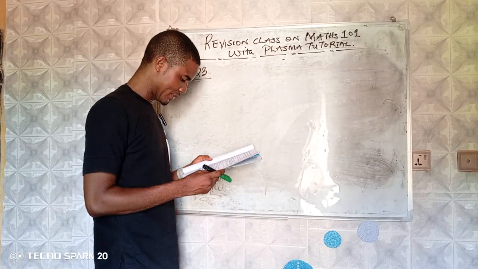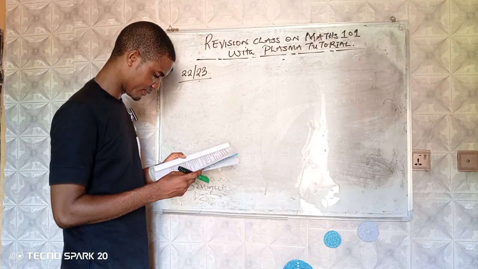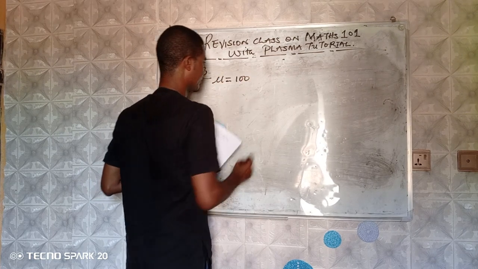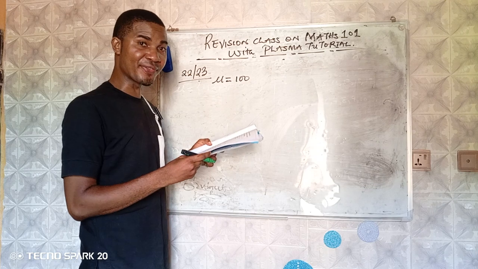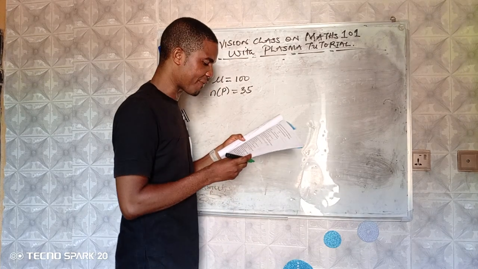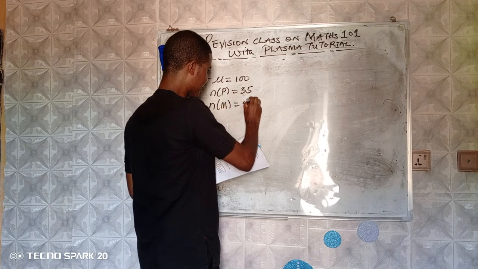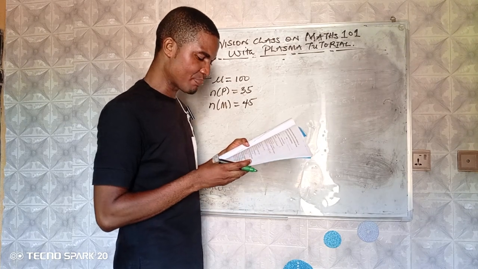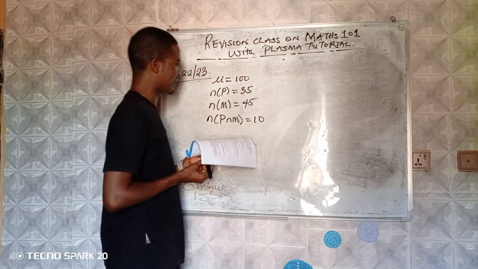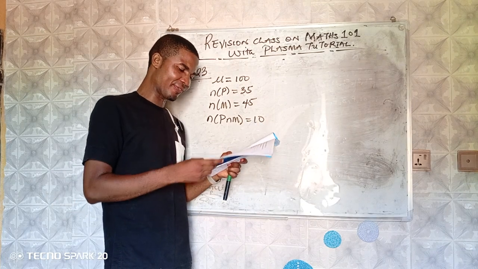If we look at question number 13, we'll see that it deals with a Venn diagram. It says, in a class of 100 students, so that means the universal set is 100. 35 like physics. That means the cardinality of physics is 35. 45 like mathematics. Cardinality of math is 45. Then 10 like both. Cardinality of physics intersection math is 10, because liking both means intersection. How many students like neither physics nor math?